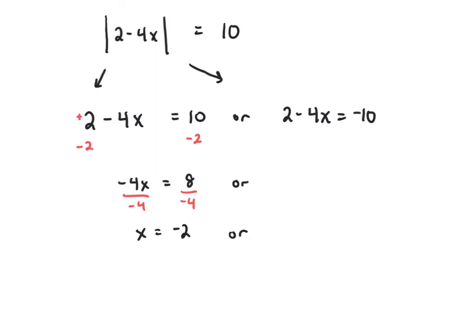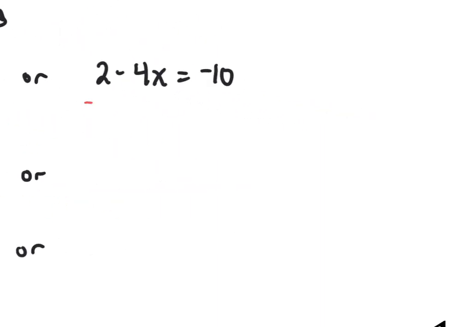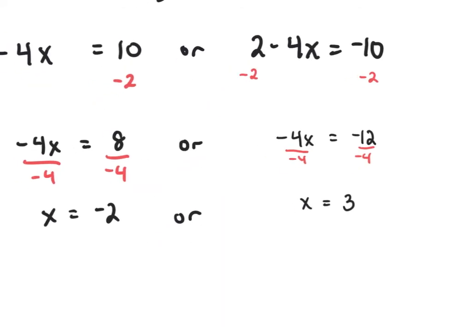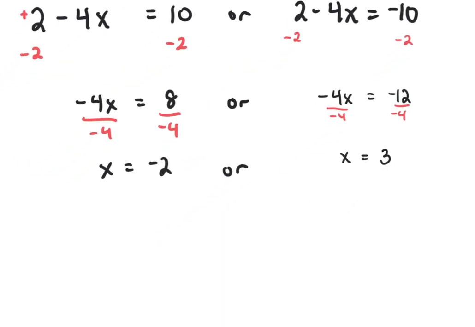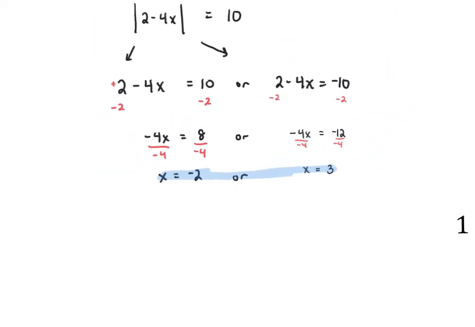And let's finish up this one here. Again, I'm going to subtract 2 from both sides. And I'm going to bring down the negative 4x is equal to negative 12. And now we divide both sides by negative 4. And in the end, we get x is equal to positive 3. So here are my two options. Is x is negative 2 or x is positive 3.